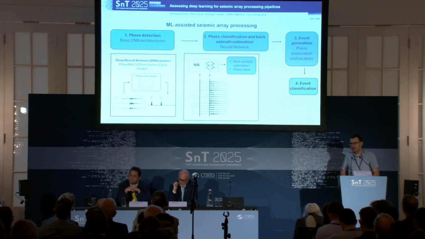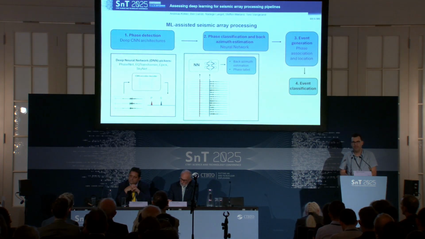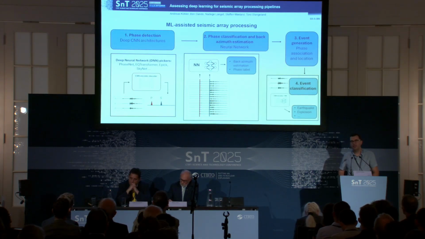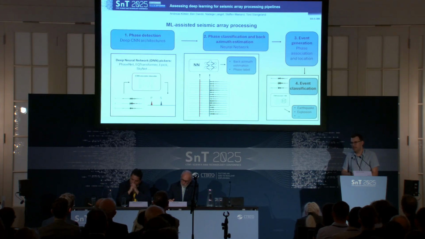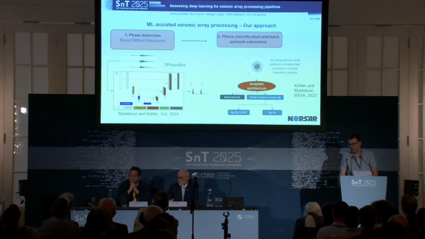And then you can also use machine learning in the second step. So you can try to use pre-detected arrivals and use some input to do the classification and measure the back azimuth on seismic arrays. And I will show how we can do that. Finally, for the event classification, there are also a lot of studies. You can use convolutional neural network layers, connect them to some dense neural network layers and do some classification tasks like, is it an explosion, is it an earthquake, for example. Well, in this talk, I will only focus on the first two steps.